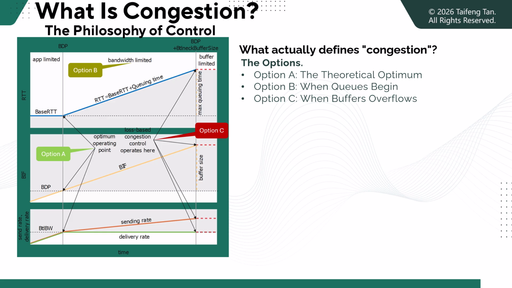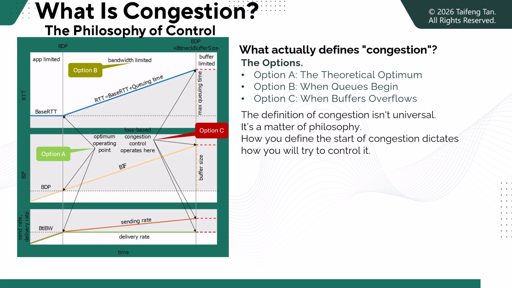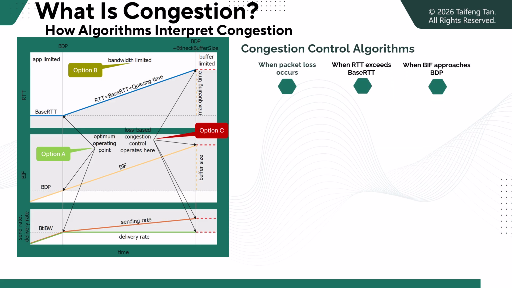In fact, different congestion control algorithms choose different answers. The definition of congestion isn't universal, it's a matter of philosophy. How you define the start of congestion dictates how you will try to control it. Loss-based algorithms treat any packet loss as the signal of congestion. This corresponds to option C, operating in the buffer-limited phase. This philosophy shaped the classic TCP congestion control design for decades.